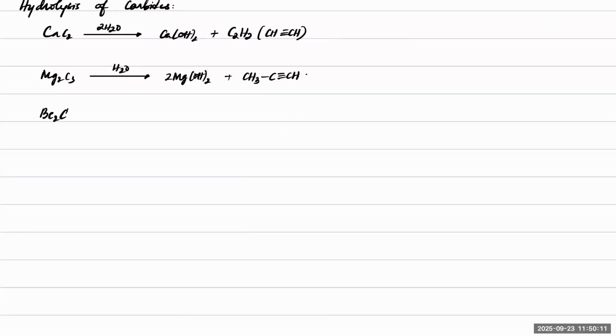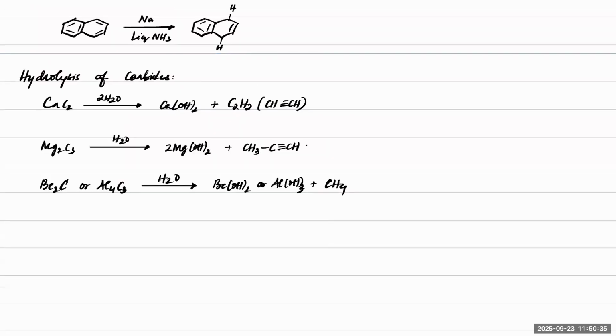Similarly, Be2C or Al4C3, beryllium and aluminum will have a diagonal relationship. So if you react with H2O here, you can get beryllium hydroxide or aluminum hydroxide, ending up with methane. So you will get this as methane. This is about the hydrolysis of carbides. Got it? So as much as carbides is concerned, only this much part you need to know. Clear?